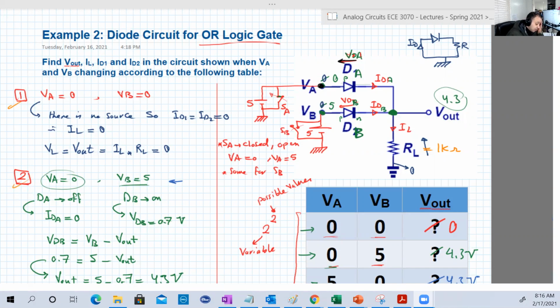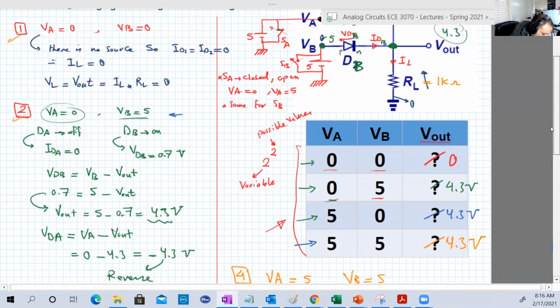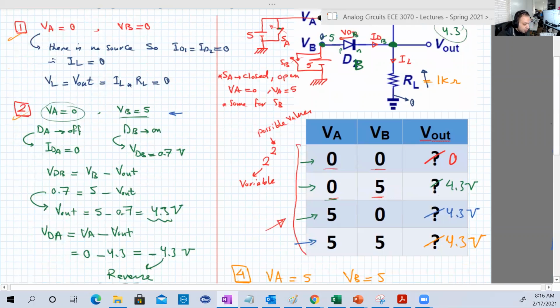So we started this circuit last time, and we solved it in four different cases. Let's check here. We found out that when the inputs A and B are just zeros, the output is 0.